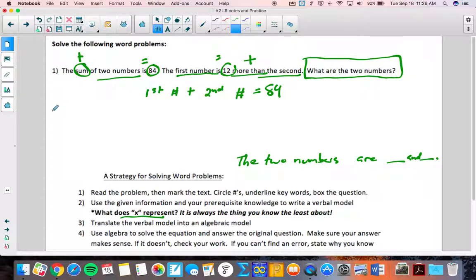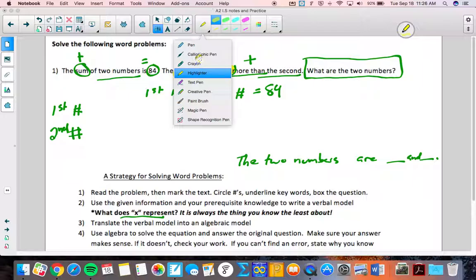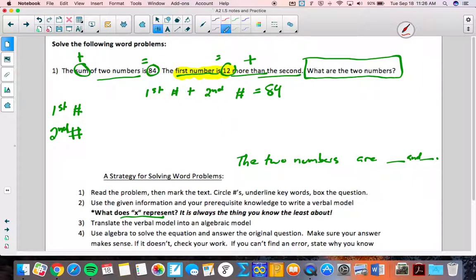All right. Well, now we need to make some expressions using x, or using a variable, to relate the two different numbers with one common variable. So we have the first number and the second number. X is always the thing you know least about. This sentence right here tells me about the first number. They don't have a sentence that says the second number is such and such. So the second number is the thing I know least about. The second number is x. The first number is 12 more than the second number, so I'm going to take the second number and add 12.